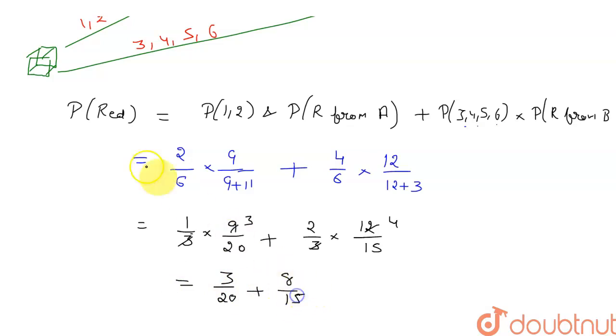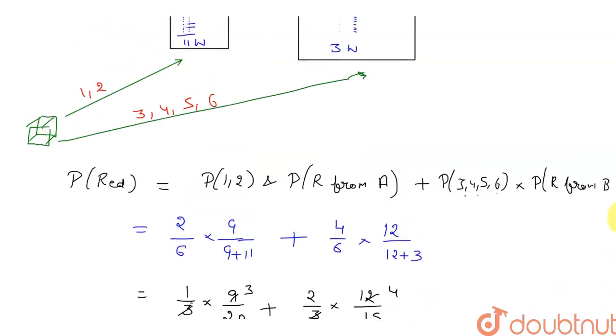Now let me calculate this. Let me take the LCM as 60. 3 into 3 gives me 9, plus 60 divided by 15 gives me 4, and 4 into 8 gives me 32. And 32 plus 9 gives me 41. So my required probability is 41 divided by 60.